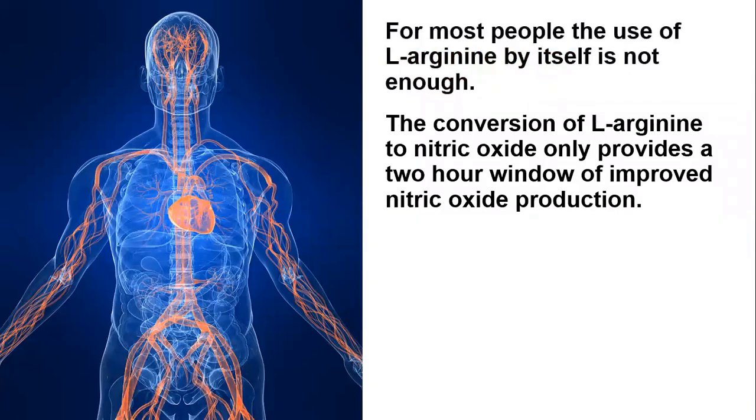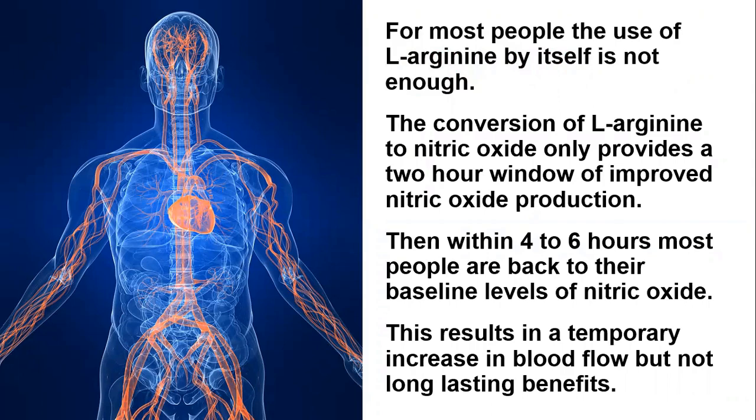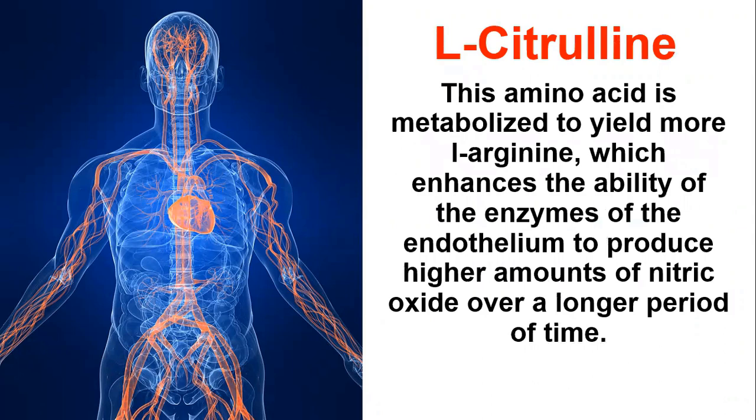The conversion of L-arginine to nitric oxide only provides a 2-hour window of improved nitric oxide production. Then within 4 to 6 hours, most people are back to their baseline levels. This results in a temporary increase in blood flow, but not long-lasting benefits. To optimize your production of nitric oxide, you must combine the L-arginine with L-citrulline. This amino acid is metabolized to yield more L-arginine, which enhances the ability of the enzymes of your endothelium to produce higher amounts of nitric oxide over a much longer period of time.